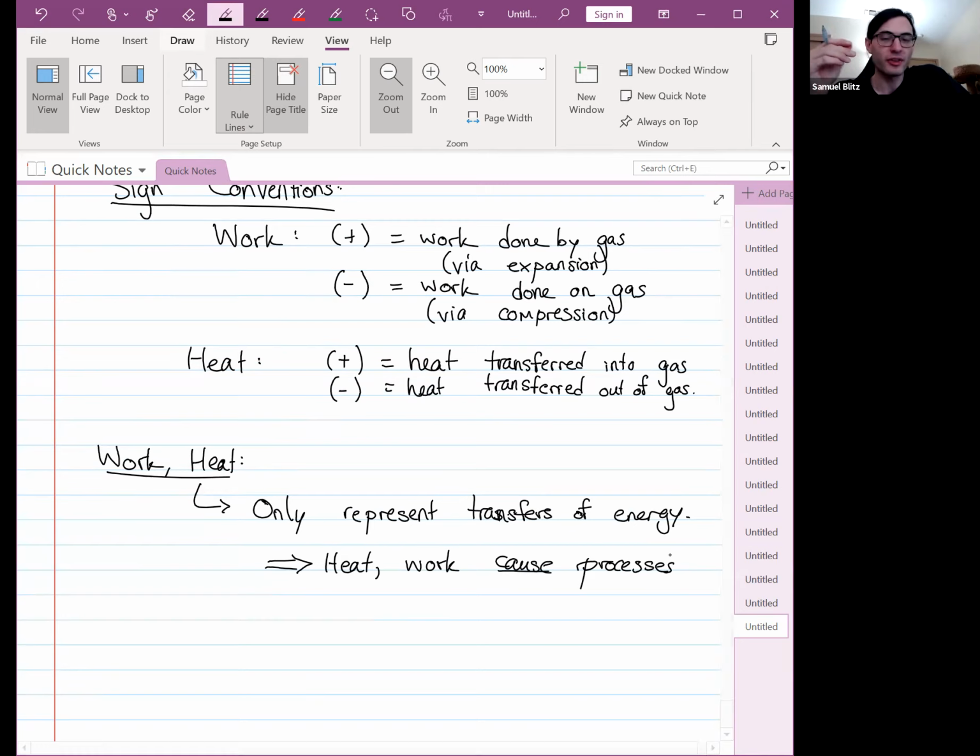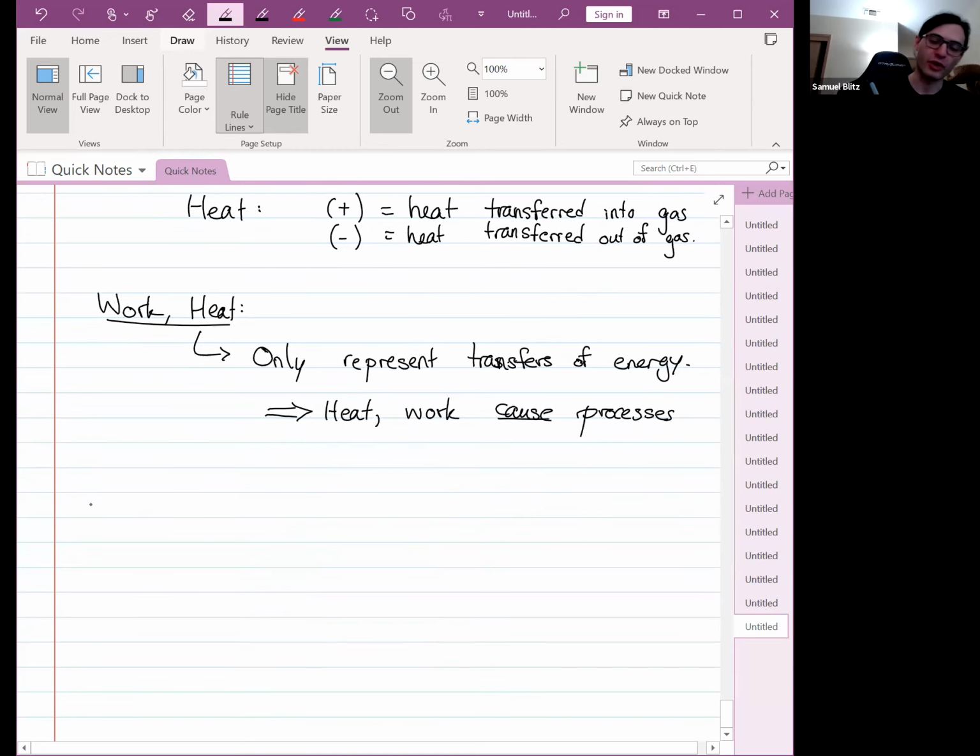And the amount of heat that a system gains, or the amount of heat that you add or remove from a system, and the amount of work that a system does or has done to it, those values, or the ways that that happens, completely determine the process. So with that out of the way, we can actually move on to the first law of thermodynamics.